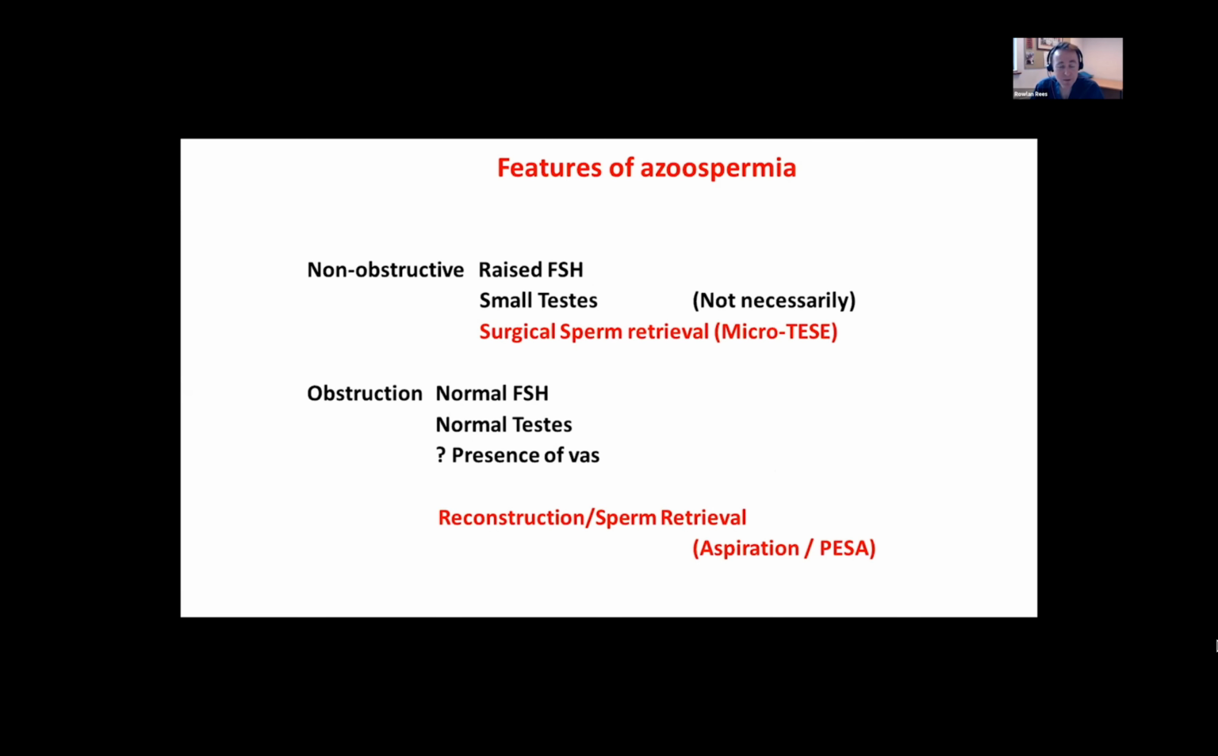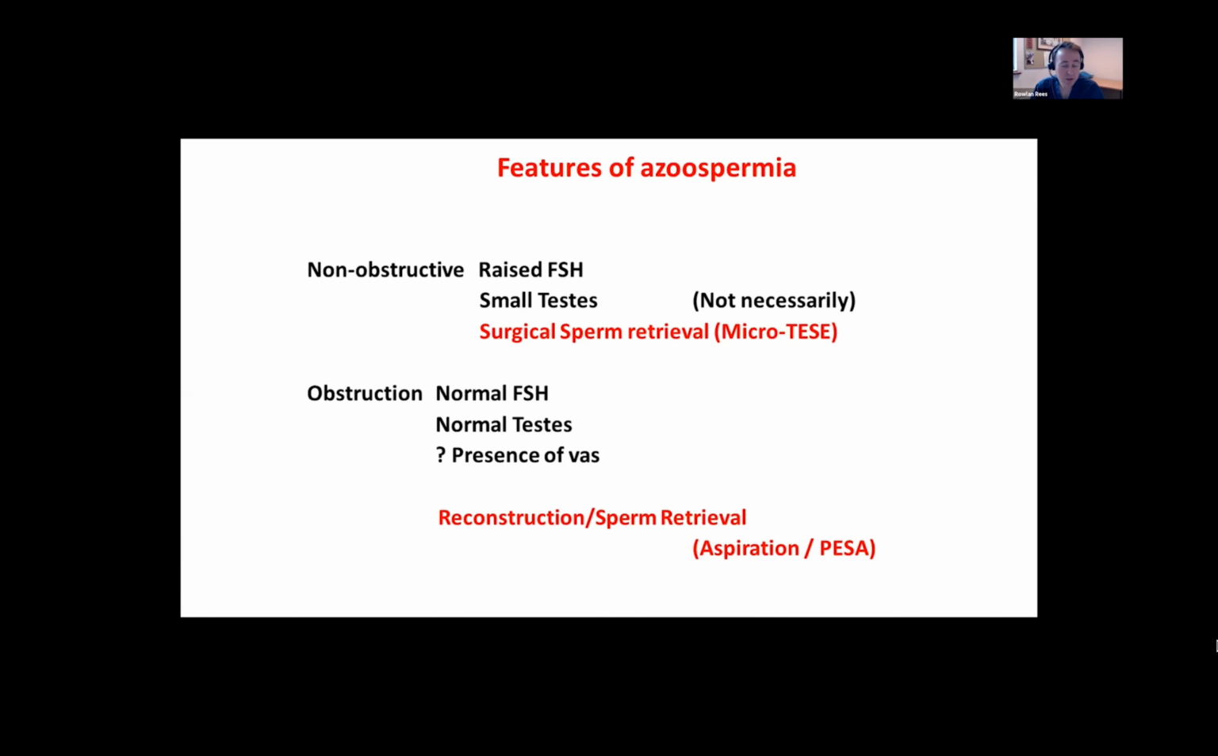When we examine them and are trying to distinguish, this man in front of you who has azoospermia, have they got an obstruction or have they not? Then we need to look at the FSH level. As I said, if the FSH is raised, then that's pointing towards testicular failure, and that would fit with smaller volume testes, but that is not always the case. In which case, these men are going to have to go on and have an in-depth surgical sperm retrieval, or so-called microdissection TESE.